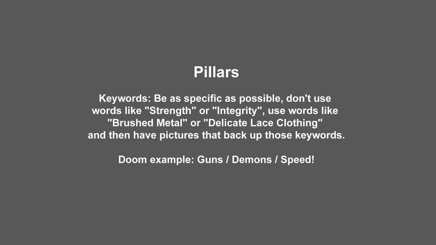And one thing I want to mention about pillars: be as specific as possible. For example, I had this other art director who was not the greatest, and some of their pillars were strength or integrity, right? Like those pillars, how do you use that? Strength means different things to different people. Integrity means different things to different people. It's not specific enough. I know they were maybe trying to be artsy, but it just doesn't work. In general, I believe that pillars should be, maybe these are too specific, like brushed metal or delicate lace clothing, but they are at least actionable. You can go ahead and do what you need to do with that kind of information if you get the art Bible.